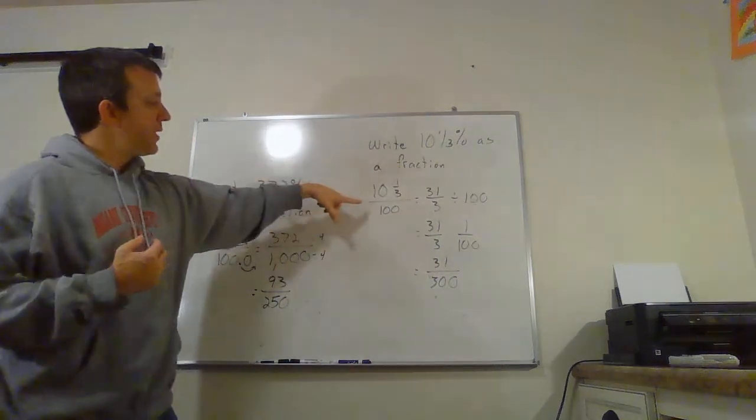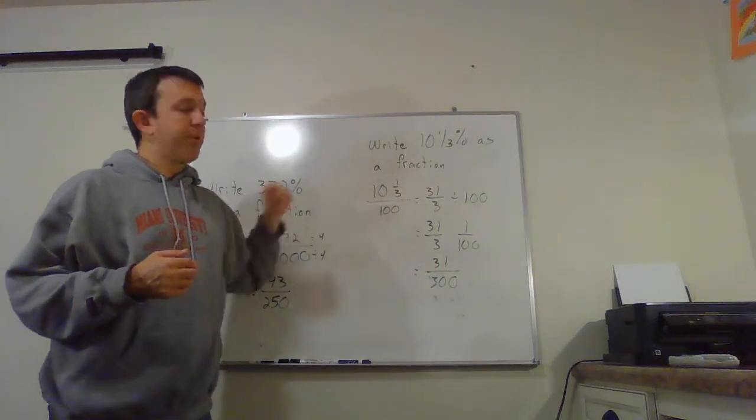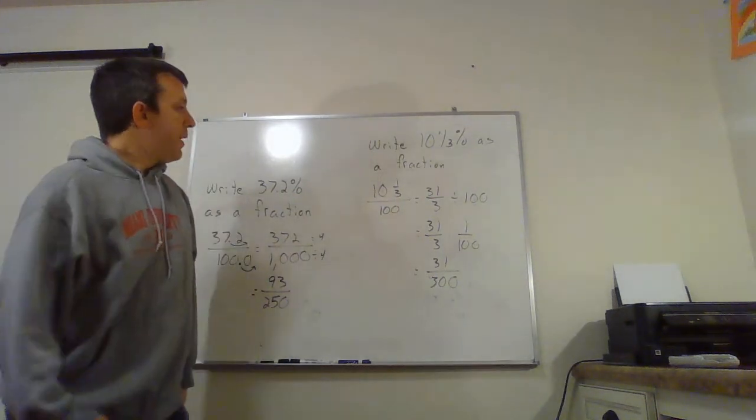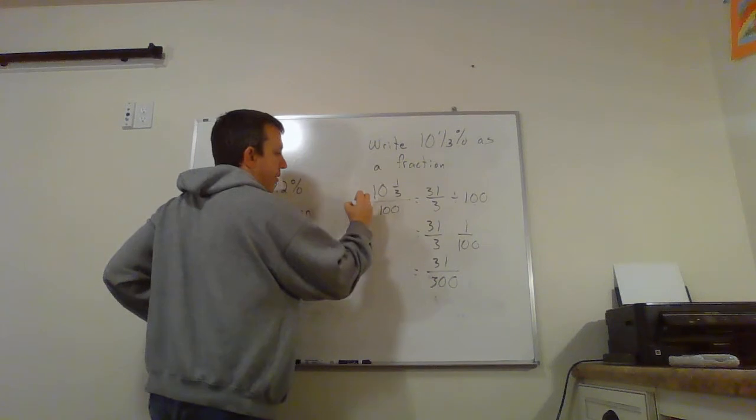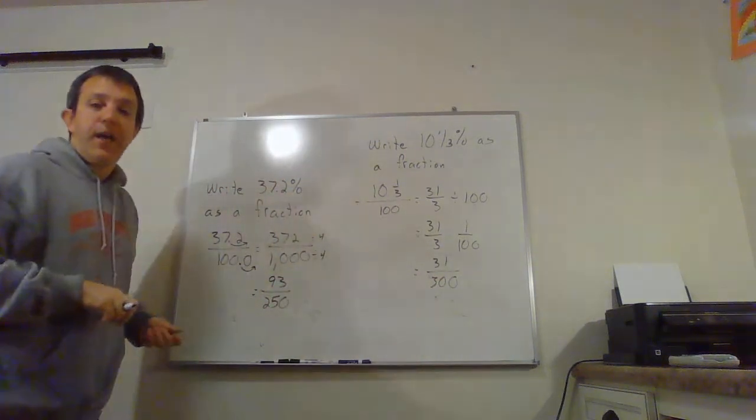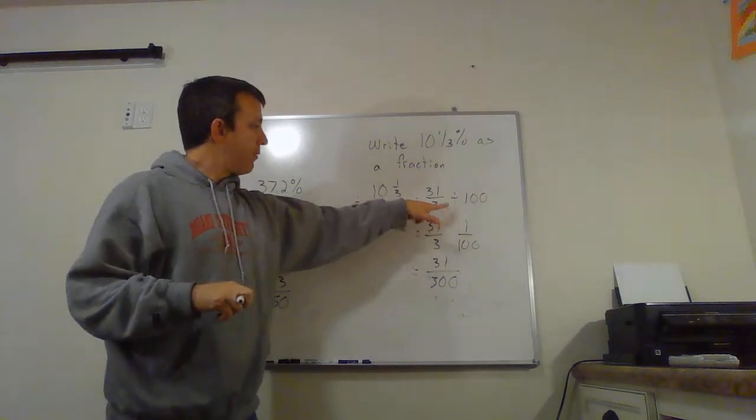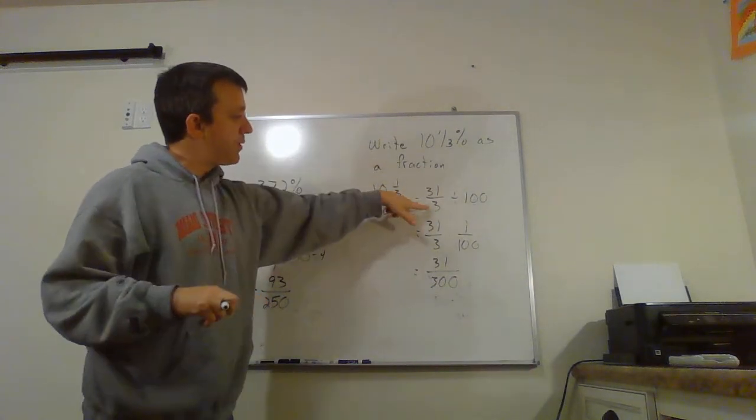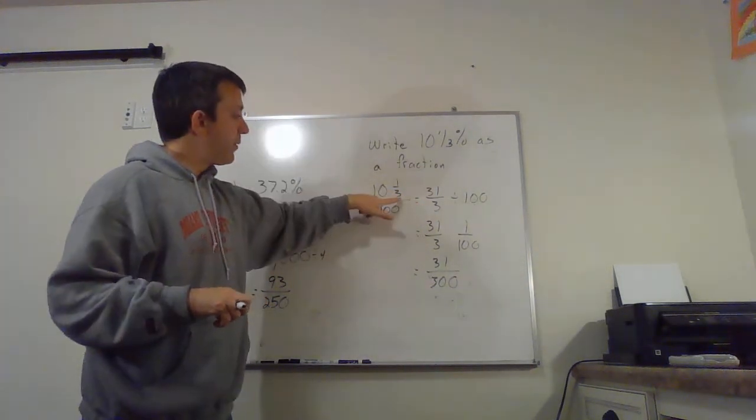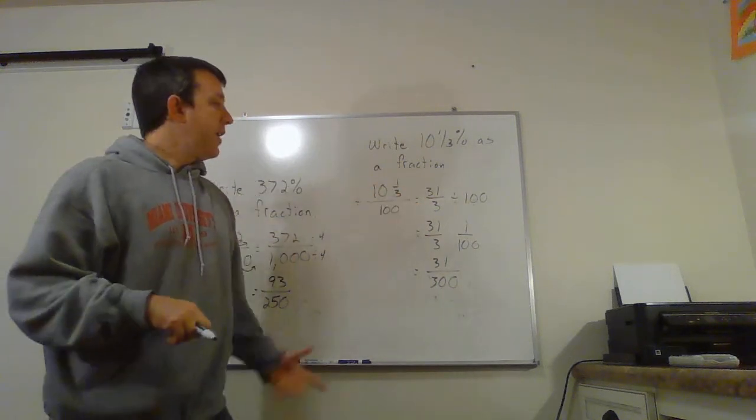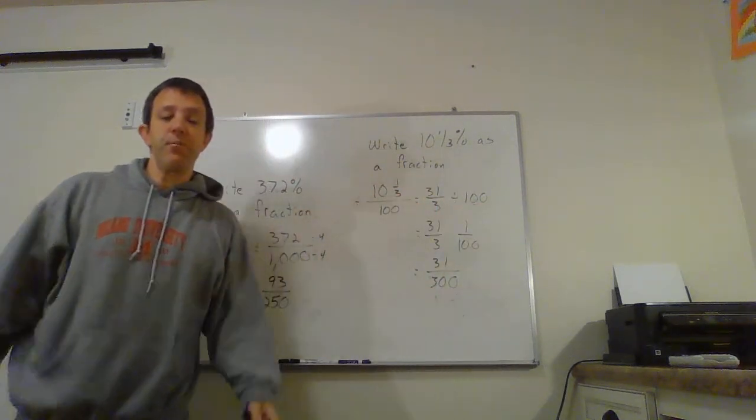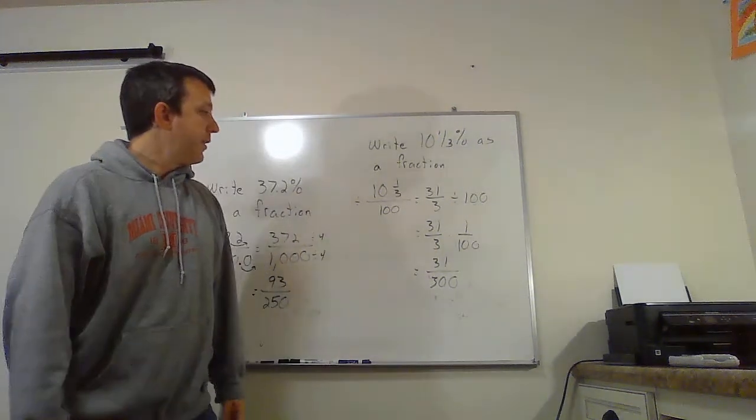So I start it the same way I did the last one. I take my 10 1/3 and I put it over 100. But now what I really have here is a division problem. It is 10 1/3 divided by 100. And so you can see I brought it over here. I changed my 10 1/3 into an improper fraction. Remember, 3 times 10 is 30, plus the 1 on top makes 31 over 3. And now I wrote it as a division problem, 31 over 3 divided by 100.